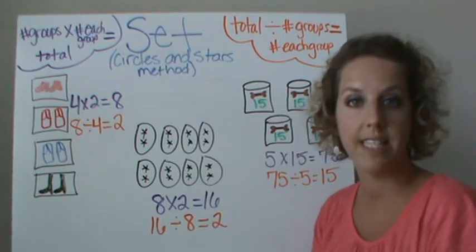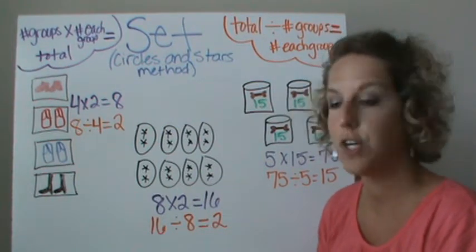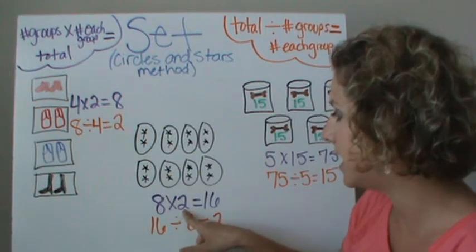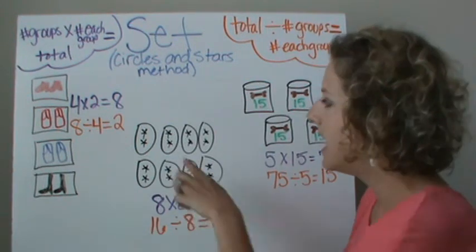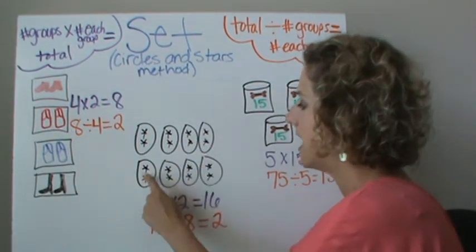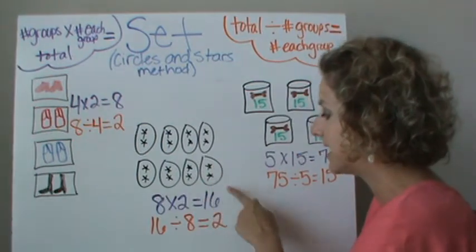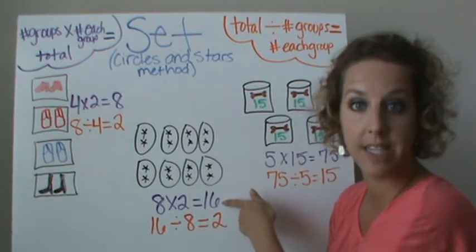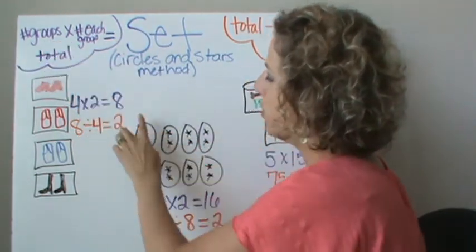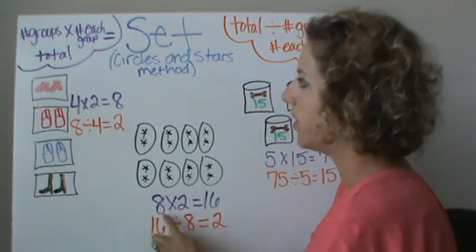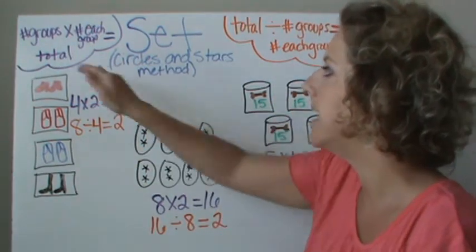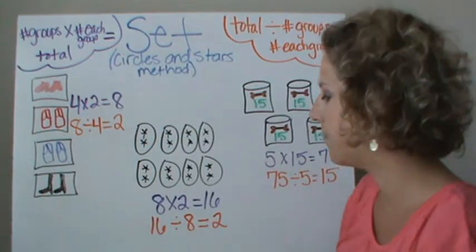Then I'm going to roll the dice again and I get snake eyes. I get 2. So I have 8 circles with 2 stars in each circle, 8 times 2. And if you were to add up every single star, 1, 2, 3, 4, 5, 6, 7, 8, 9, 10, 11, 12, 13, 14, 15, 16. We know that 8 times 2 is 16. So with the set, the number of groups, you have to write down first. Then the number in each group, there are 2, is equal to the total number.